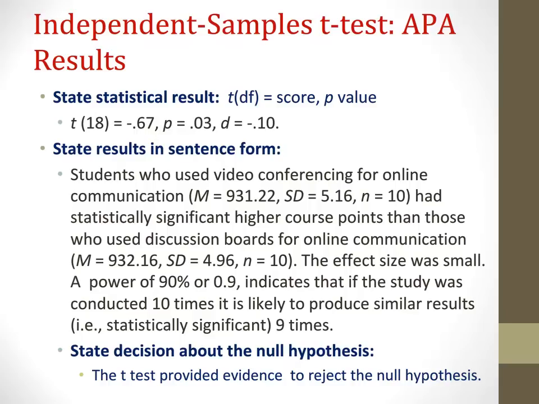And that brings me to the last point here in an APA results section. The decision about the null hypothesis should be stated. So the t-test provided evidence to reject the null hypothesis.